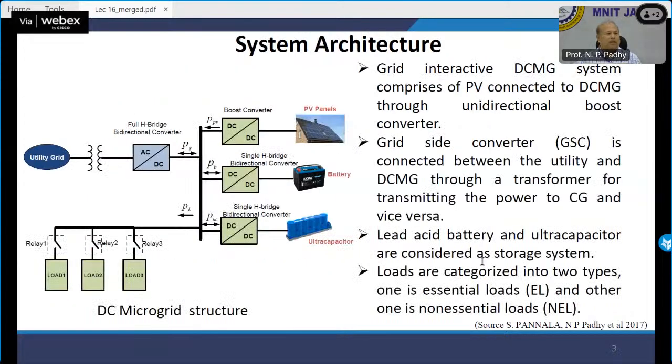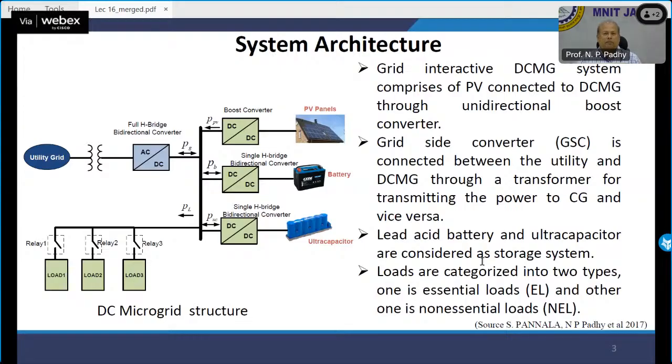Now, this is the system architecture I have already given to you in the past, in the IEEE Transactions on Industrial Informatics, the previous case, or a general meeting paper, if I'm correct. So the DC microgrid structure, where we consider there is a PV panel, there is a battery, there is a super ultra capacitor, and you have a grid and three different types of loads. Why three different types of loads? Because some of them are critical and some of them are non-critical loads.